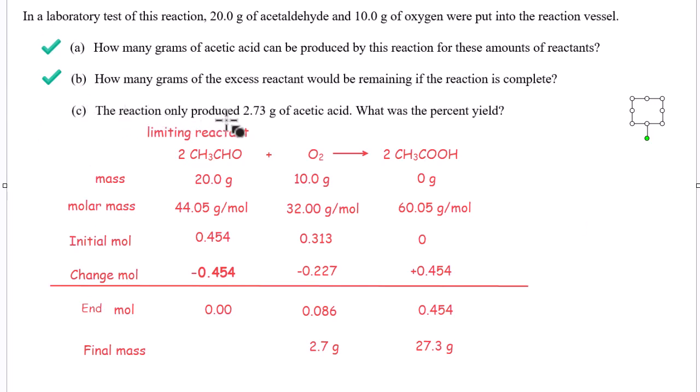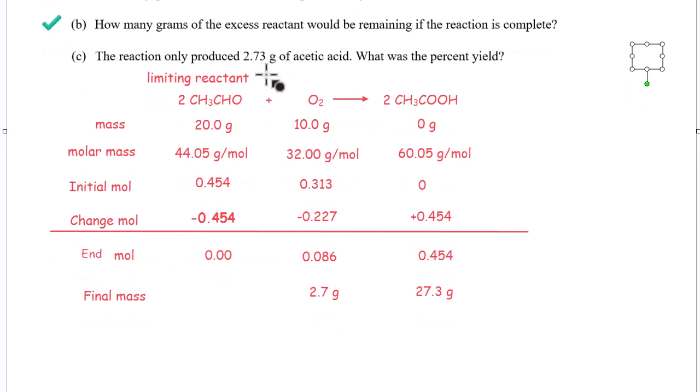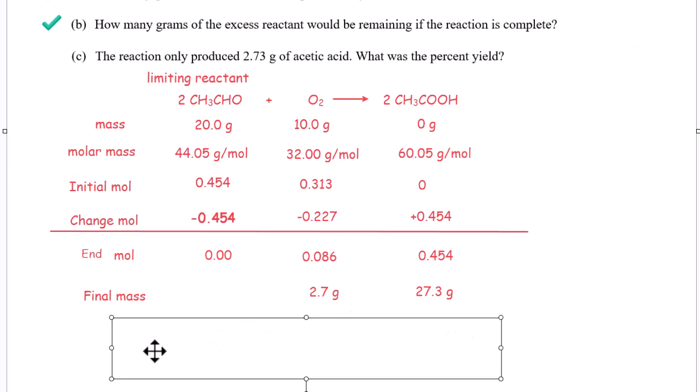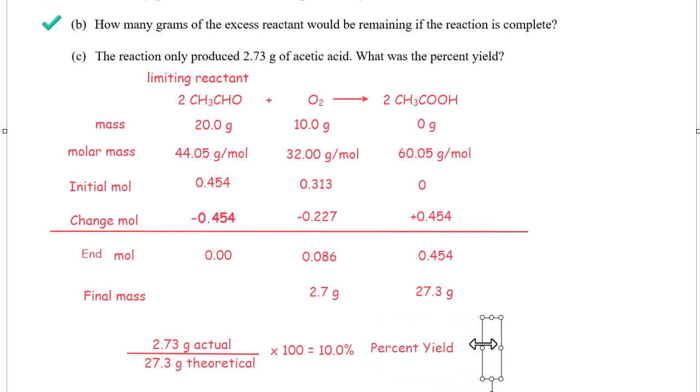On C, the reaction only produced 2.73 grams of acetic acid. What was the percent yield? Well, we haven't answered that yet, so we've got to figure that out. Percent yield, you've got that in your toolbox. It's the amount that you made over what you could have made, the theoretical mass. Simple division, and we take the actual 2.73, what we should have produced, 27.3, and of course it's a percent, so times 100. Not too difficult to figure out that answer: 10%, not 100.